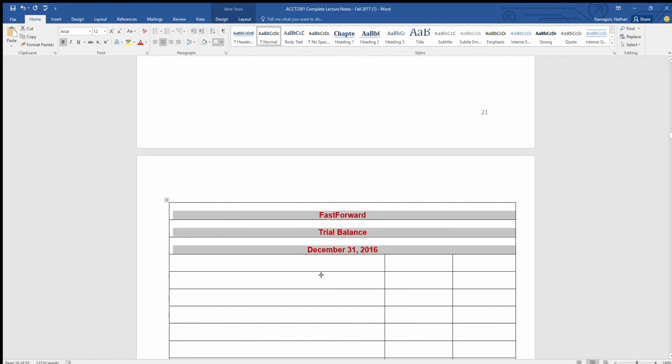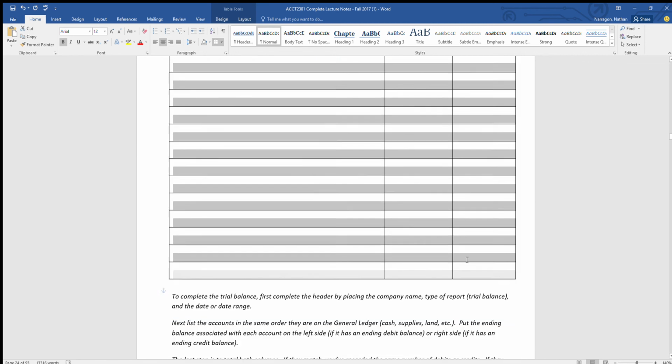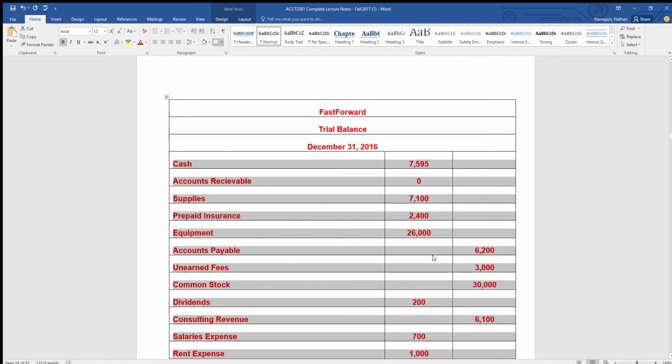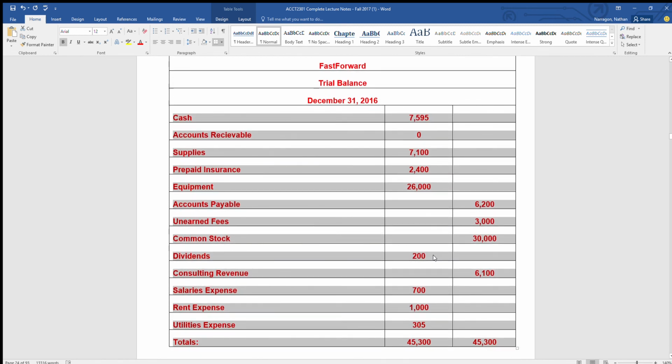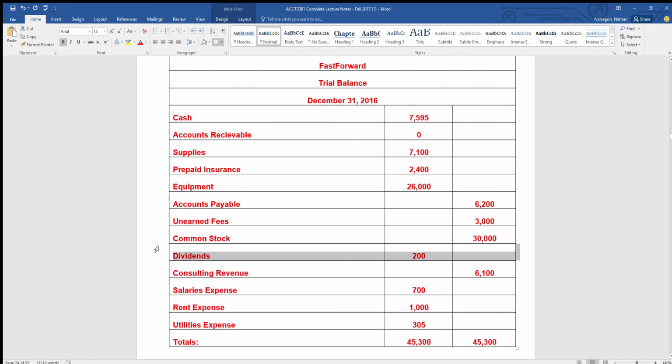With that, you start off with the header. Header is always the company first, then whatever document we're doing, so trial balance, and then whatever year we're using, December 31st, 2016, and then we fill in from our T-charts the actual accounts. What I would like you to do, since this is actually shown on the video, is make sure your T-charts balance to these accounts. If they don't, that means you missed one of the journal entries. Again, they should balance, $45,300, $45,300.